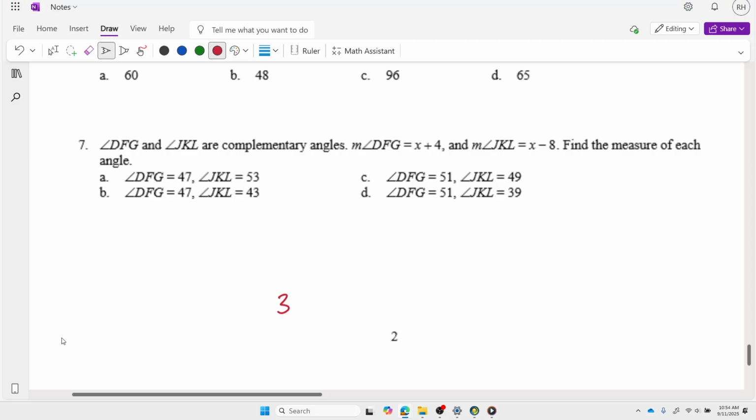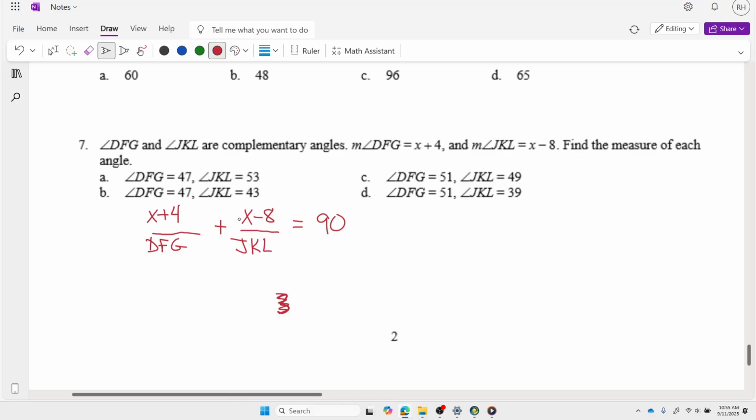All right, problem number 7. We've got DFG and JKL are complementary. So you've got an angle plus an angle equals, if they're complementary, what do they add up to? 90. So let's call one of them DFG and the other one is JKL. DFG is x plus 4 and JKL is x minus 8. So there's your setup.